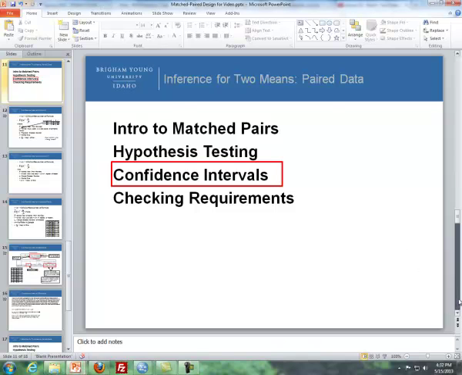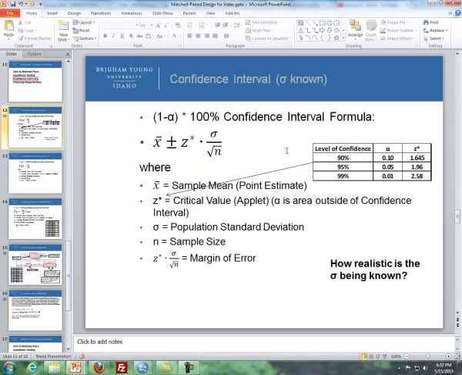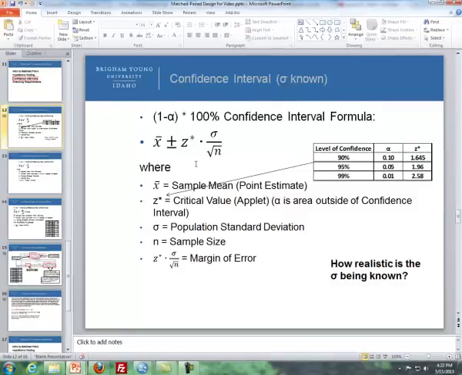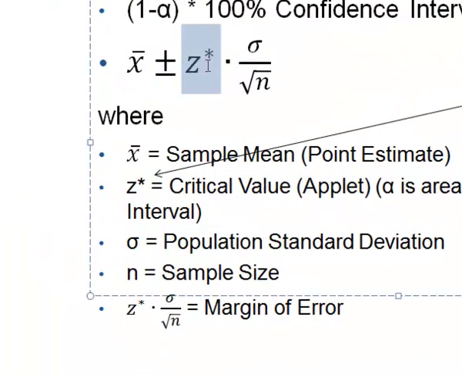So first of all, here is the first confidence interval that we saw in this course. It's a one mean, sigma known, where we're dealing with a z-distribution and the population standard deviation. We know the population standard deviation, so we take a point estimate plus or minus a margin of error to get a confidence interval. But how realistic is it that sigma, our population standard deviation, is known?